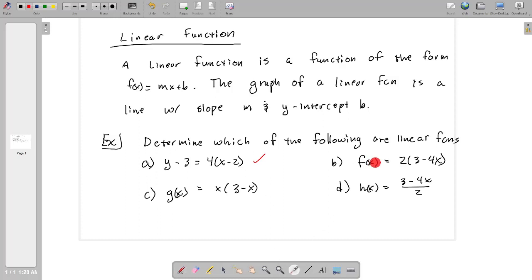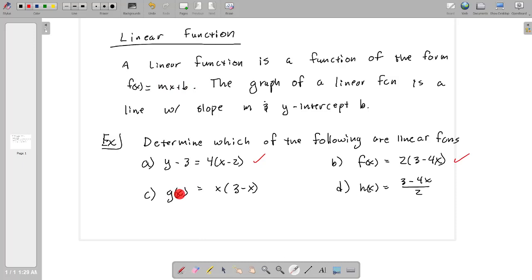B, this one should be pretty obvious. If you distribute this 2, then you have f of x is equal to negative 8x plus 6. So negative 8 would be your m, 6 would be your b. So we clearly have a linear function here.